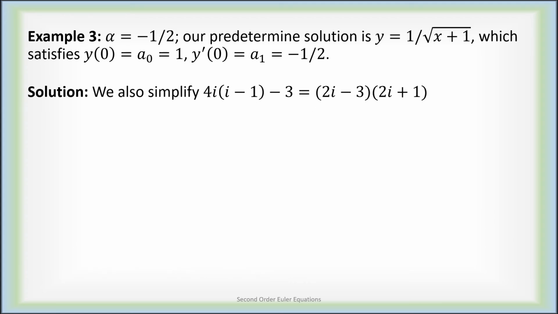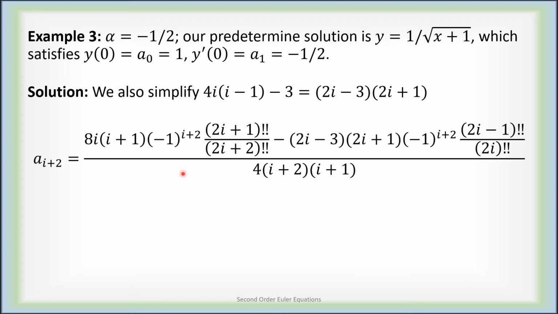Okay, we're also going to go ahead and simplify that occurrence of 4i(i minus 1) minus 3. Once you expand that out, it does factor as 2i minus 3 times 2i plus 1. So overall, we have managed to change both of our powers of minus 1 to be minus 1 to the i plus 2, using what was on the slide before: negative 1 to the i plus 1 is simply the opposite of negative 1 to the i plus 2, and negative 1 to the i is just the same as negative 1 to the i plus 2. And here is our factoring of 4i(i minus 1) minus 3. It's just (2i minus 3)(2i plus 1).